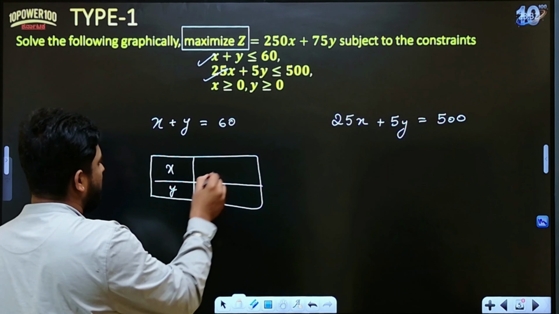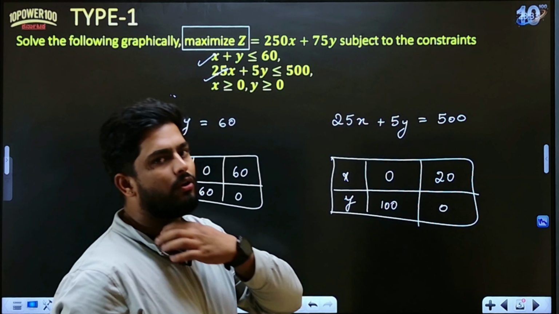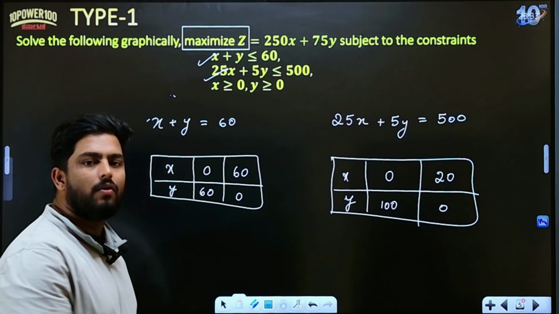And here also it is simple. When x value is 0, 5y is equal to 500, so y value is 100, right? That's it. Now when y value is 0, 25x is equal to 500. 25 tens are 250, so 25 twenties is 500. Yes, so we found the coordinates.